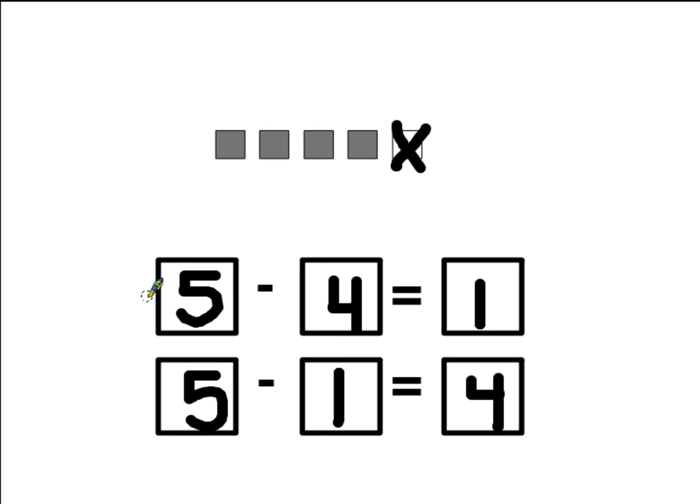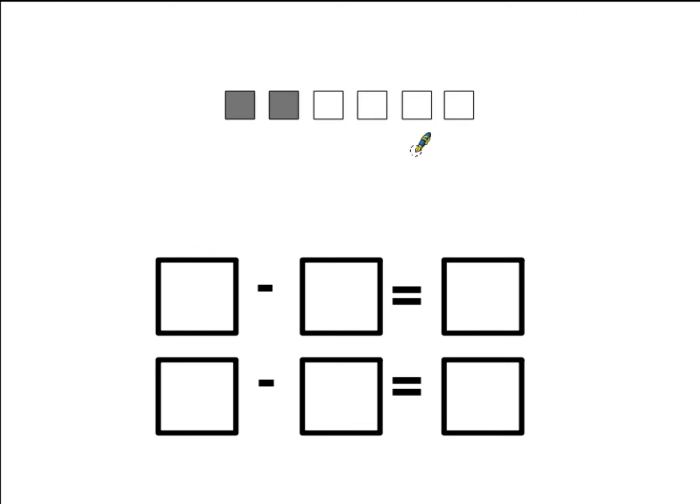This is going to be hard for you to remember, but if you talk it out, it's a little bit easier to figure out. So when we do takeaway, we start with all of them. So the biggest number goes first. So you try it. Take away the gray ones first. How many do you start with? How many do you take away? How many are left over?